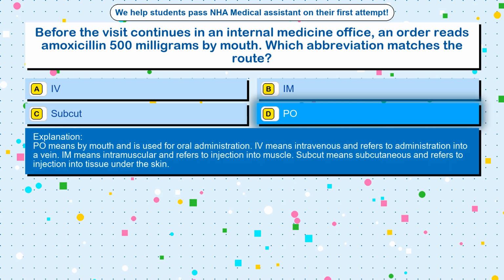PO means by mouth and is used for oral administration. IV means intravenous and refers to administration into a vein. IM means intramuscular and refers to injection into muscle. Subcut means subcutaneous and refers to injection into tissue under the skin.